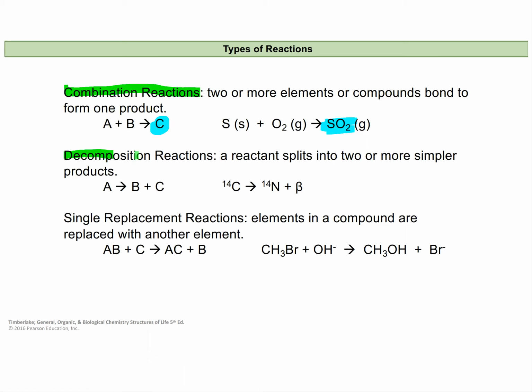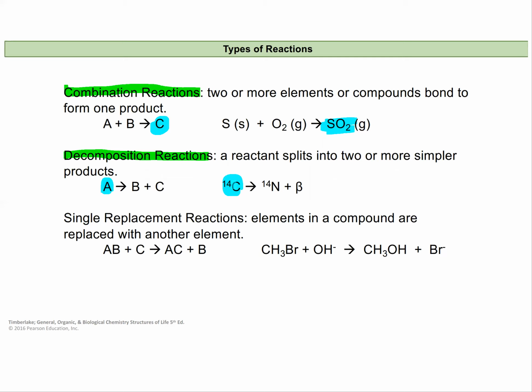Then we have decomposition reactions, where a reactant actually splits up into 2 things. And we have seen an example of this already in nuclear chemistry. So the characteristic of these decomposition reactions is that there's just one chemical formula on the reactant side this time. Looking at a nuclear decay equation, we had just one thing on the left-hand side of our reaction arrow, and then 2 products. So carbon-14 would decompose to nitrogen-14 and a beta particle, which is basically an electron.